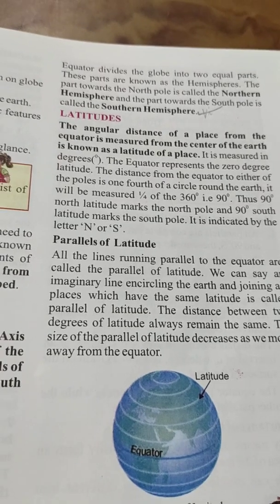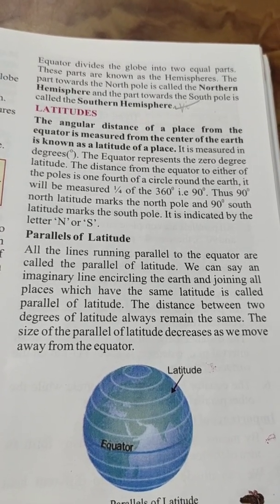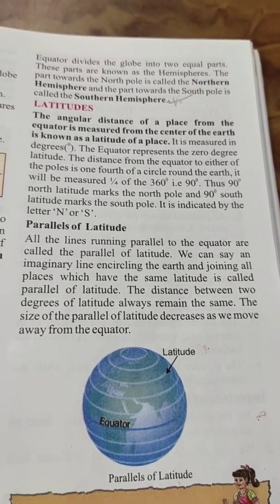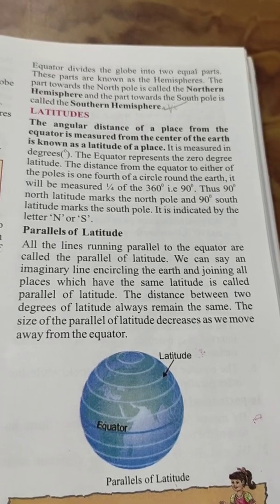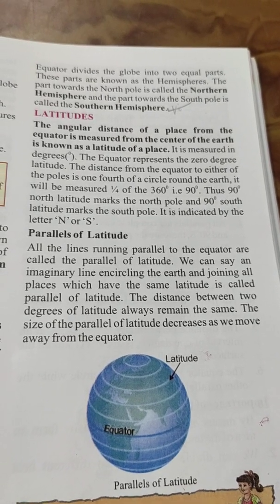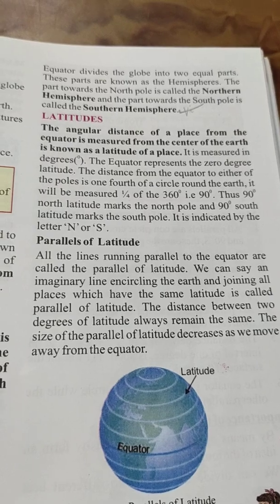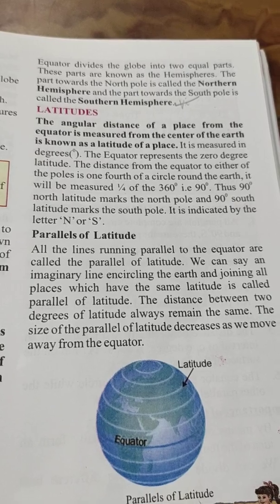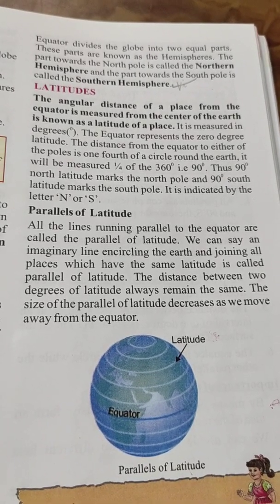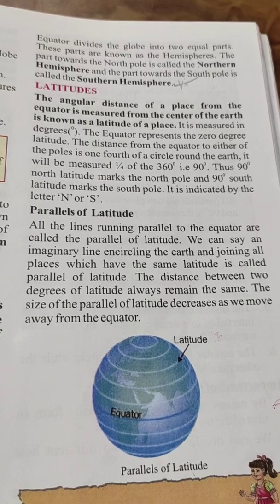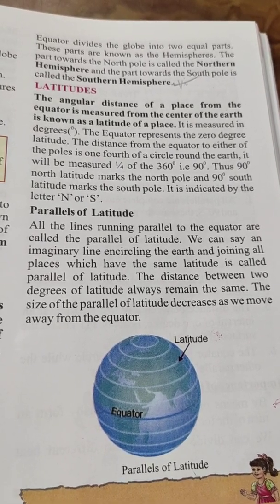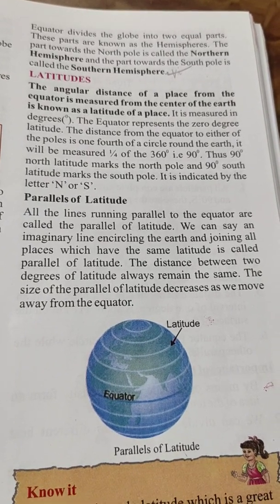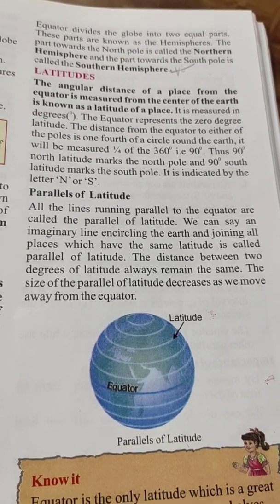Parallels of latitude. All the lines running parallel to the equator are called the parallels of latitude. We can say an imaginary line encircling the earth and joining all places which have the same latitude is called a parallel of latitude. The distance between 2 degrees of latitude always remains the same. The size of the parallel of latitude decreases as we move away from the equator.